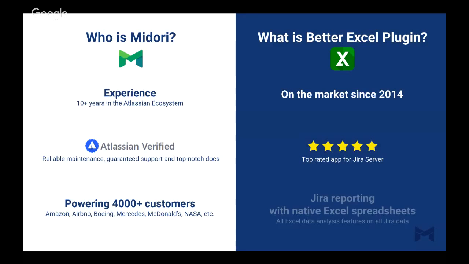Better Excel plugin is currently the most advanced option to export data from Jira and Jira Service Desk to native Excel files. It also handles data types correctly. So, for example, if you're exporting dates from Jira, those will show up as dates in Excel. And similarly for numbers or text. This makes the use of Excel data analysis tools possible.